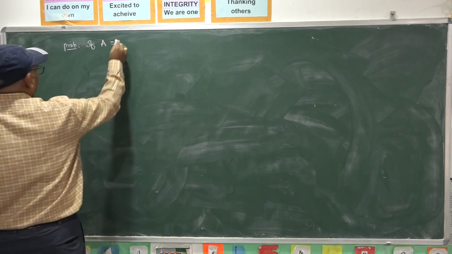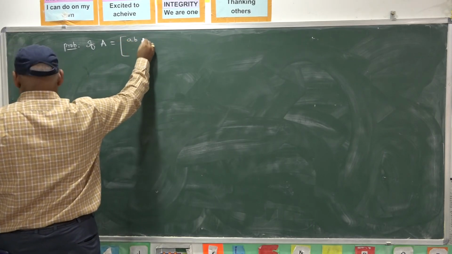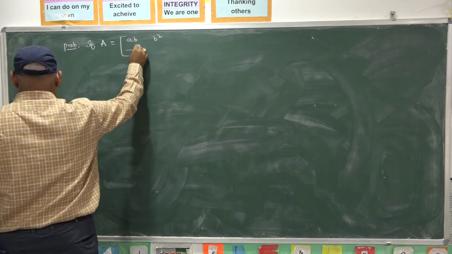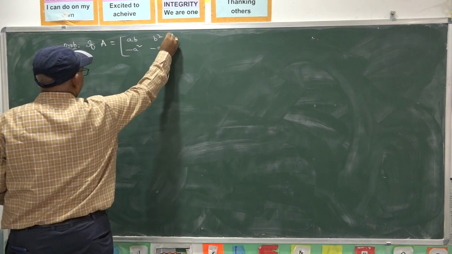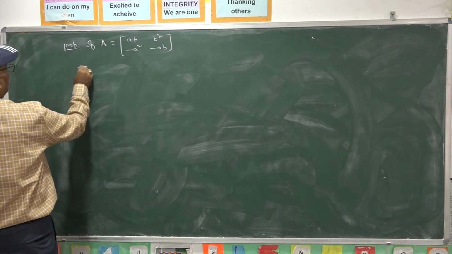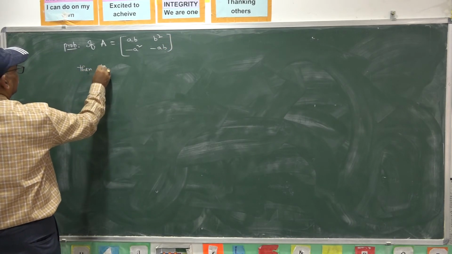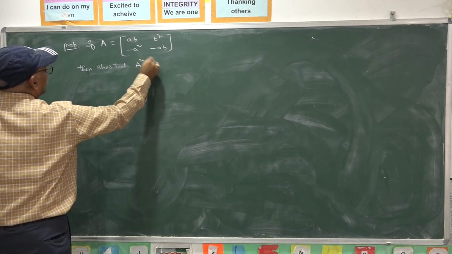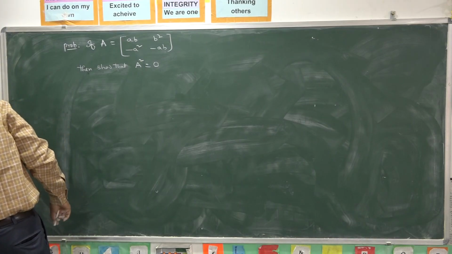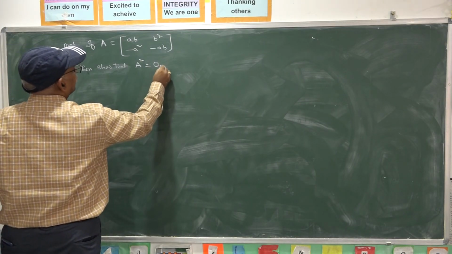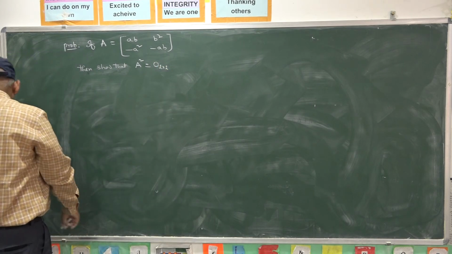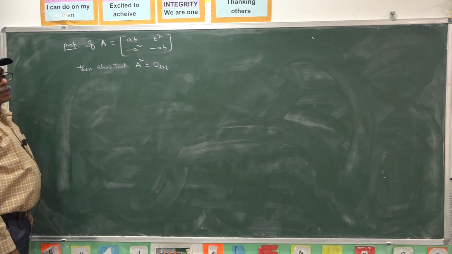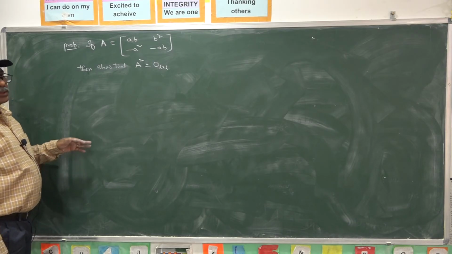If A equal to [AB, B square; minus A square, minus AB], then show that A square equal to null matrix. A square equal to null matrix of order 2 by 2. If A is a 2 by 2 matrix, then you have to show that the square of that matrix is a null matrix.